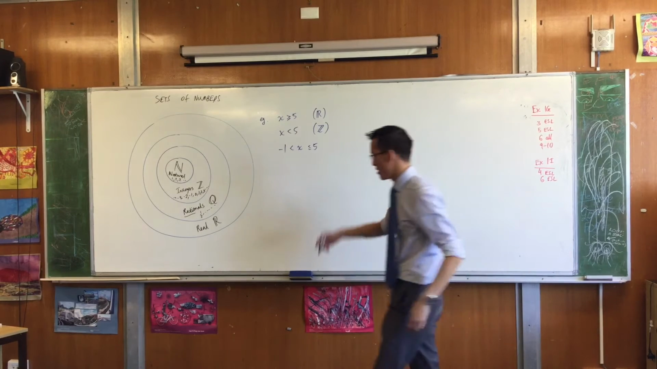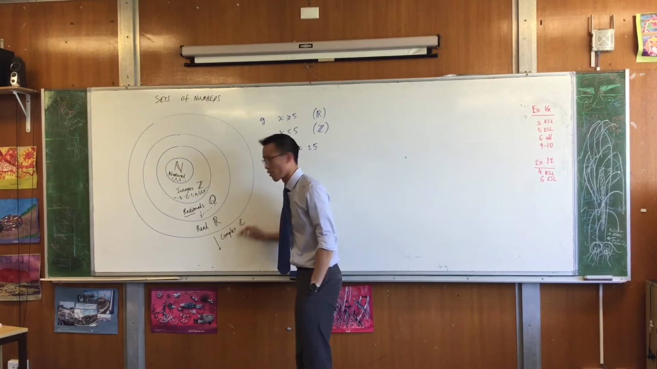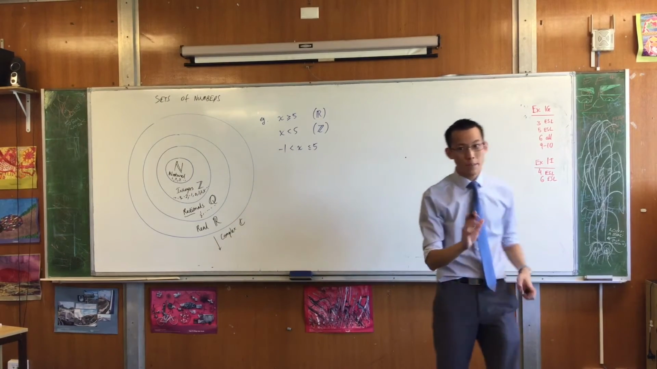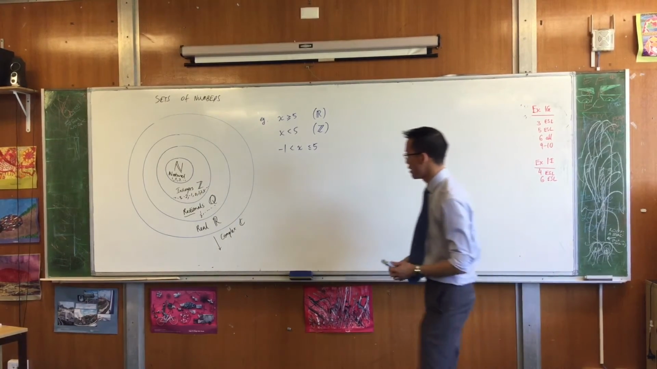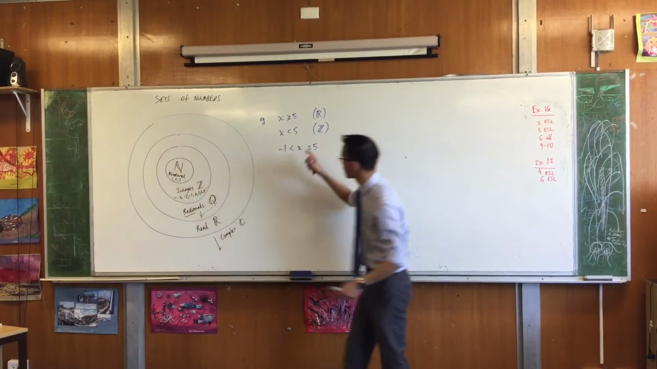All of them are in the real numbers. Now, there is an outside to this. We call them complex numbers, and that's a story for another day. Okay? Now, the most important part of this diagram for you are the integers and the reals, because they're the ones that appear most frequently in this question.